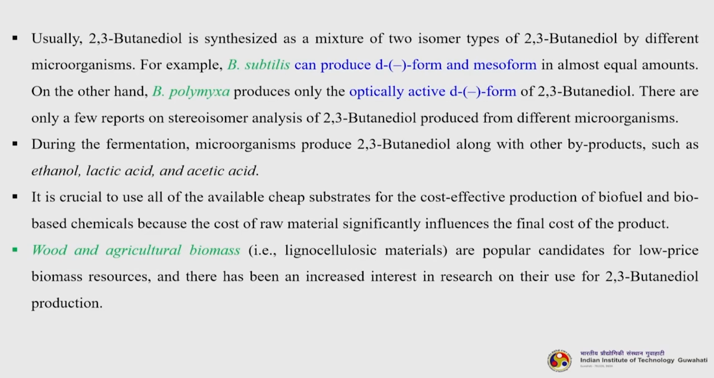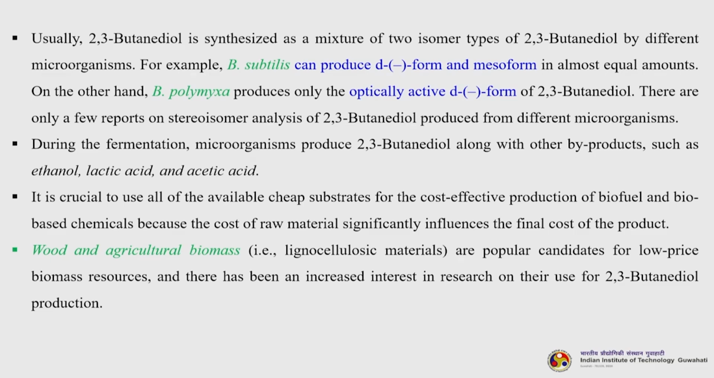Usually 2,3-butanediol is synthesized as a mixture of two isomer types by different microorganisms. For example, Bacillus subtilis can produce the D form and meso form in almost equal amounts, whereas Bacillus polymyxa produces only the optically active form of 2,3-butanediol. There are only a few reports on stereoisomer analysis of 2,3-butanediol produced from different microorganisms. Now, during the fermentation, microorganisms produce 2,3-butanediol along with other byproducts such as ethanol, lactic acid and acetic acid.